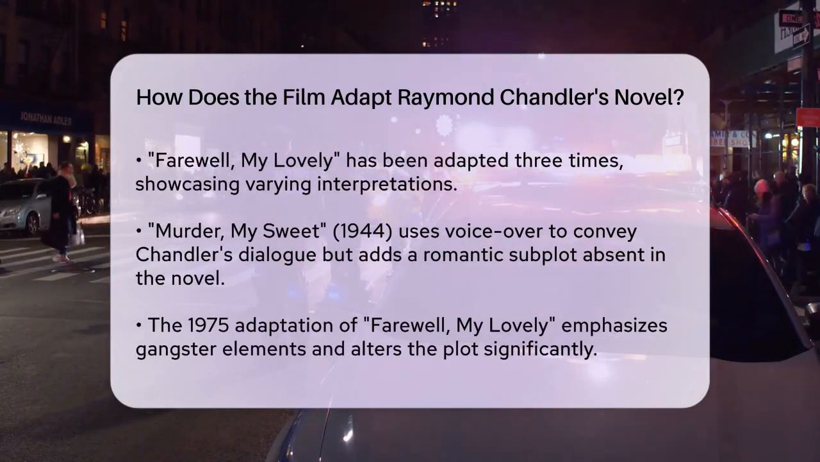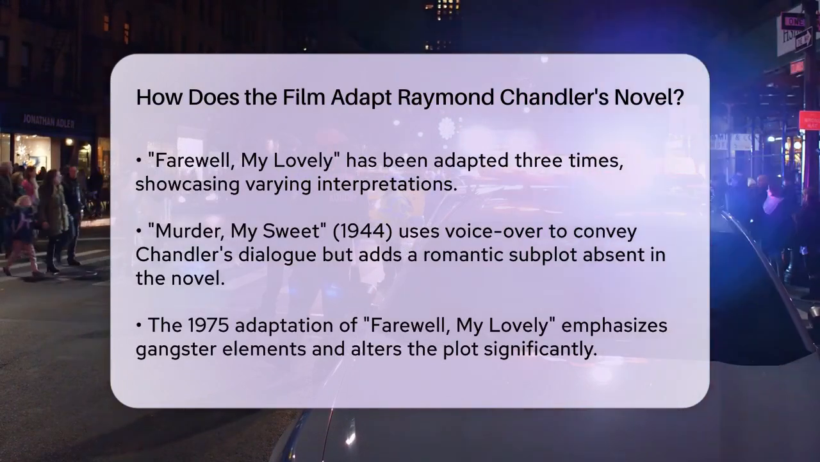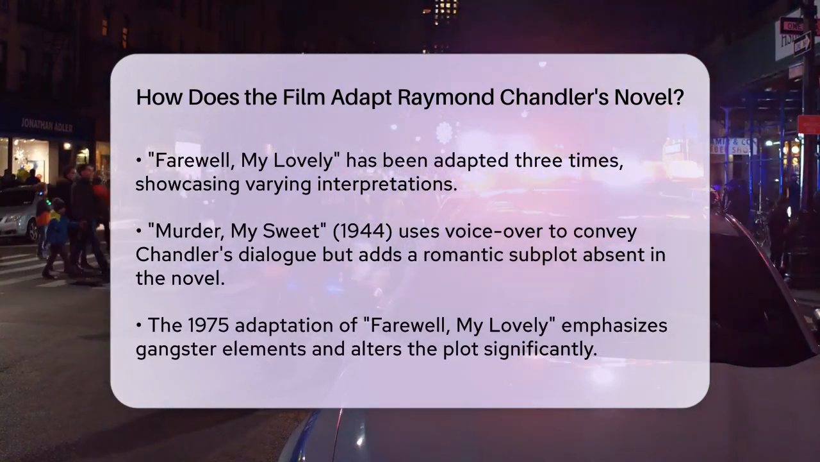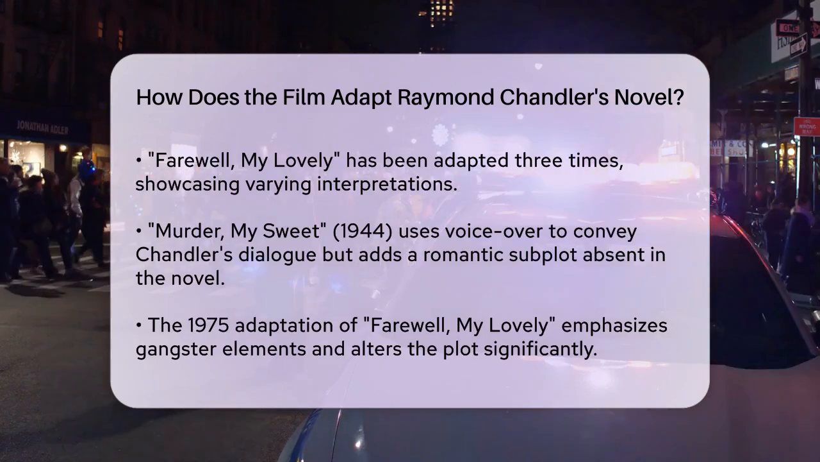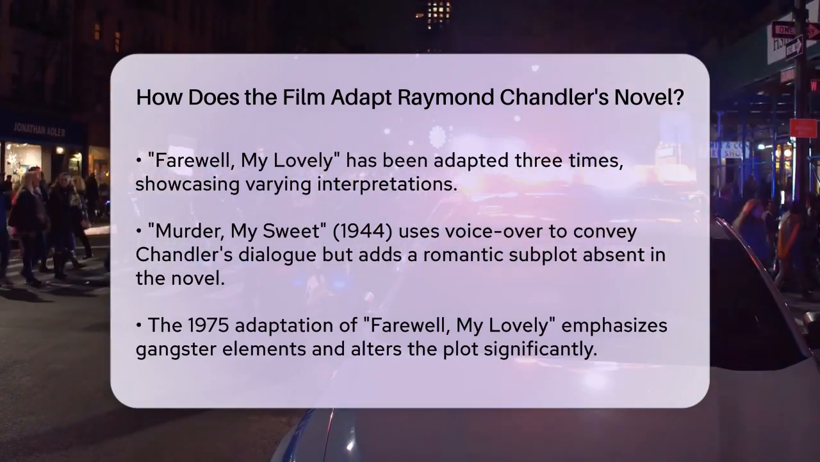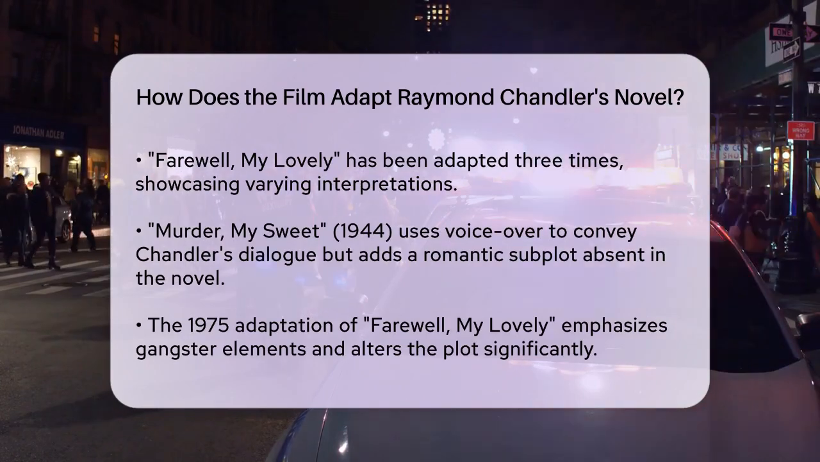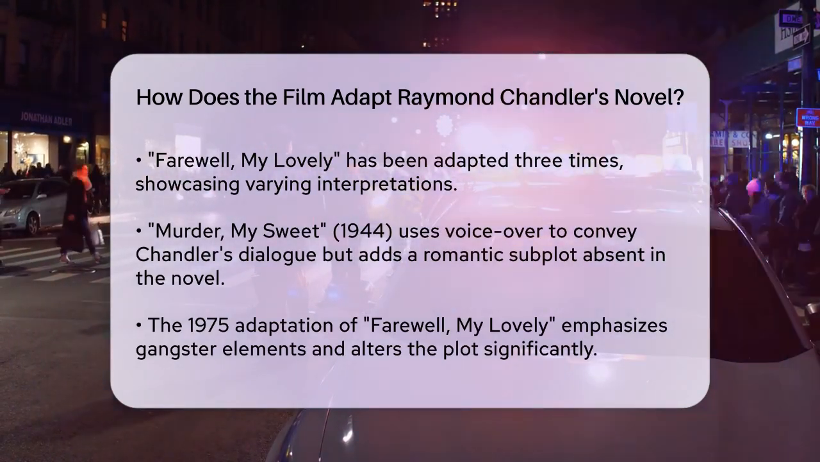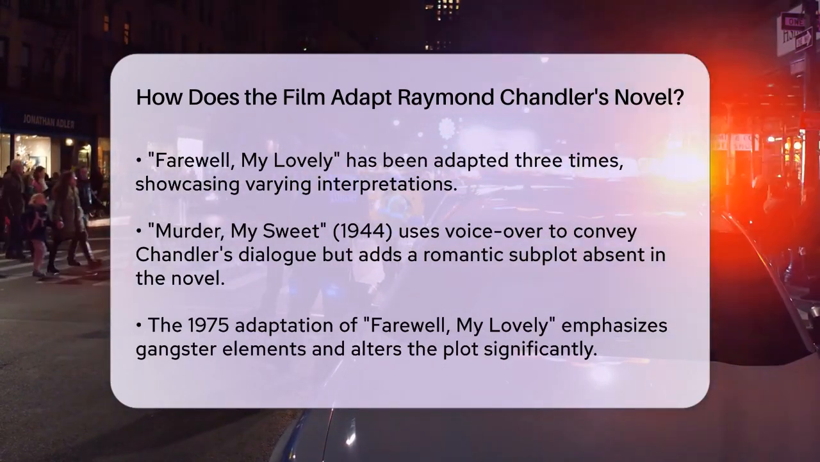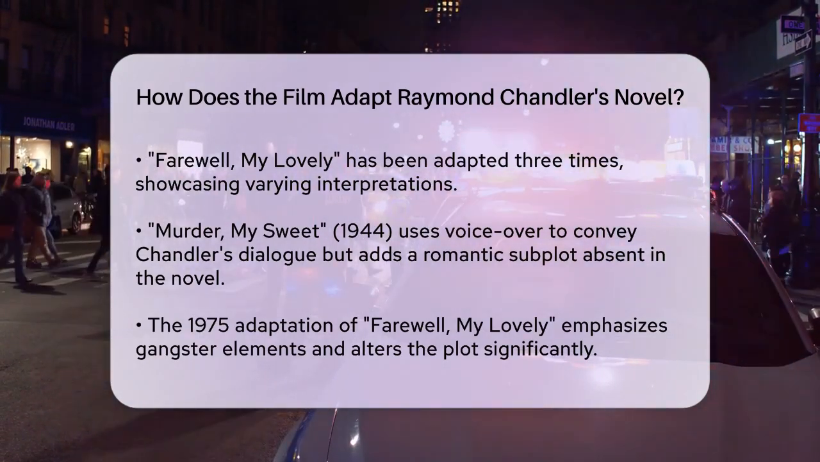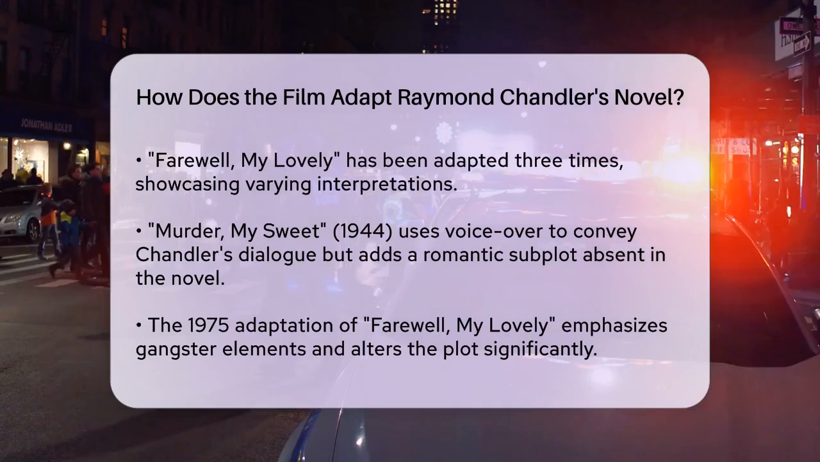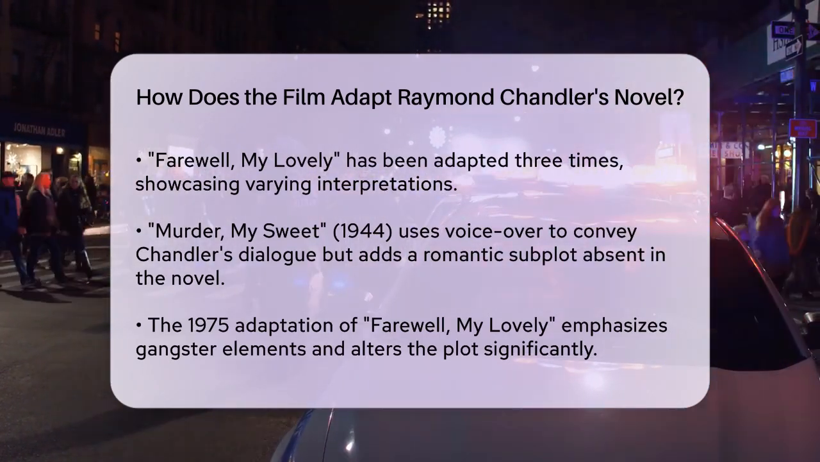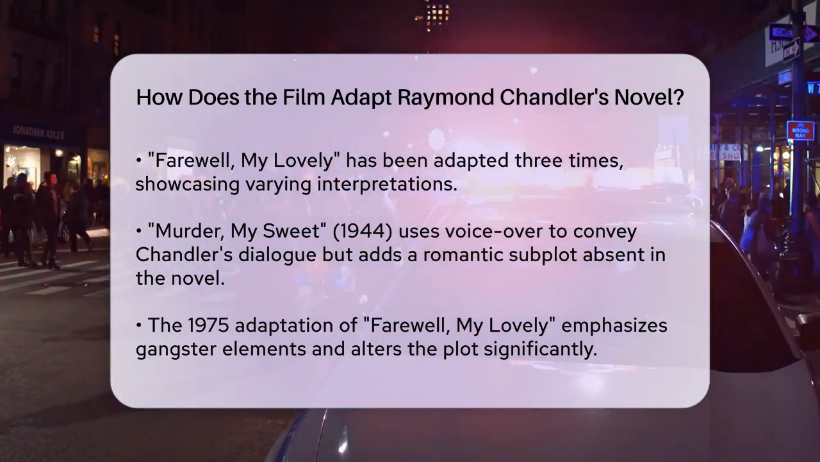In the case of Farewell, My Lovely, the novel was adapted 3 times: The Falcon Takes Over in 1942, Murder, My Sweet in 1944, and Farewell, My Lovely in 1975. Each film takes different approaches to the story. For example, Murder, My Sweet uses extensive voiceover to capture Chandler's descriptions and dialogue, but it also introduces a romantic element that isn't present in the novel. The 1975 adaptation, directed by Dick Richards, focuses more on the gangster elements and alters the original plot significantly.